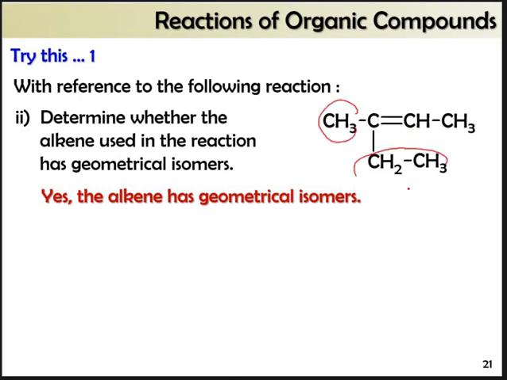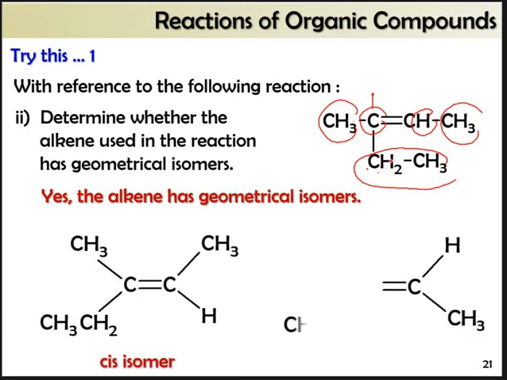Ini kita buat revision sikit lah pasal geometrical. Each of the carbons attached to the carbon-carbon double bond has two different atoms or groups of atoms. That means dia adalah geometrical. Alright, so bila ada, kita kena lukislah cis trans.